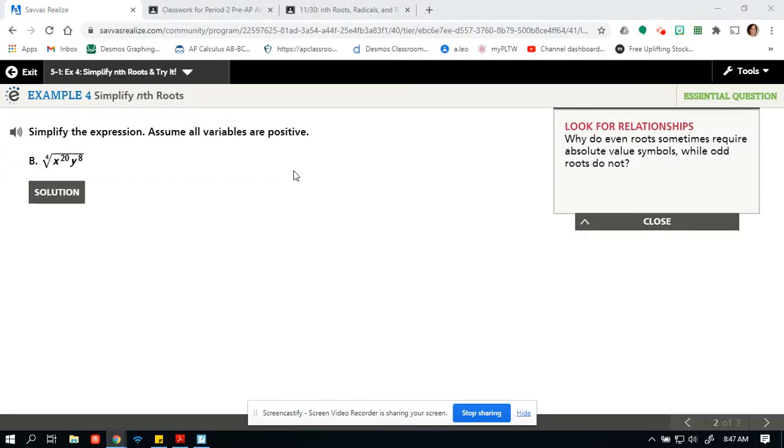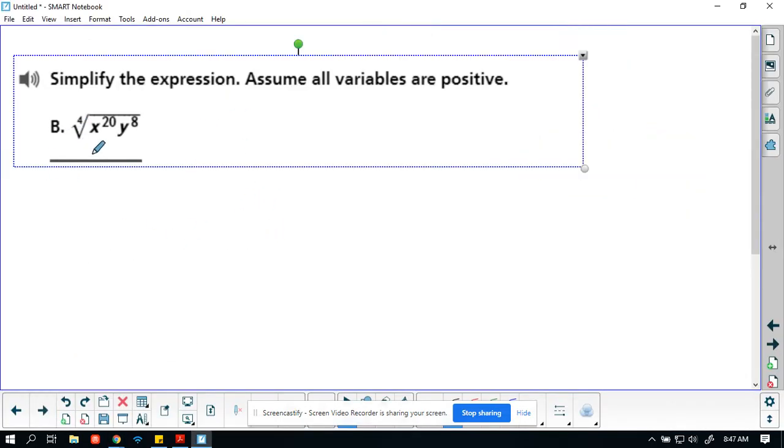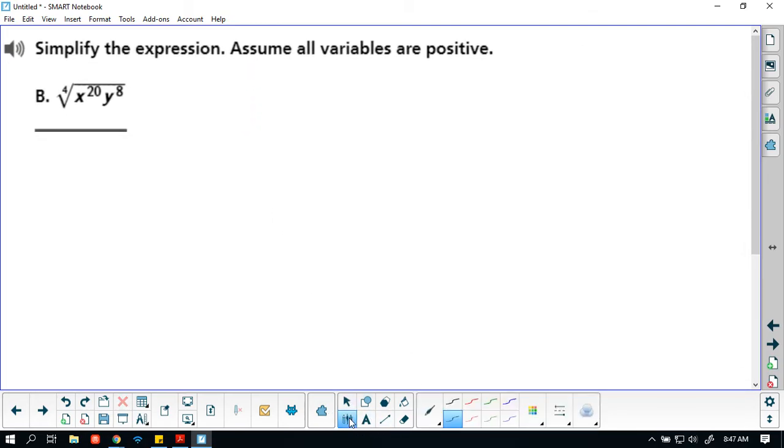To simplify the expression, assume all variables are positive. What they're saying here is because these are even, we're not going to look at the positives and negatives. We're just going to look at the positive aspects of this. There's no base number here for me to break down like the last one we had, 32. We only have exponentials. And just so you know, x and y, this guy right here would be my base, and this would be my exponent.